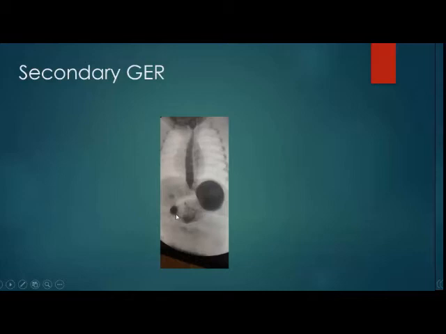The study was done outside, not by us. So this is one good thing to know about the secondary GER, that in a secondary GER, you might not have a very patent or opened up GE junction, whereas in the primary reflux, you will have that. So this is important to look at during the contrast esophagogram or the contrast swallow.